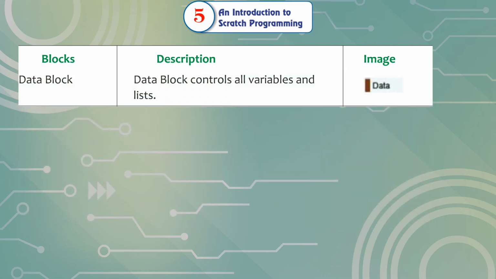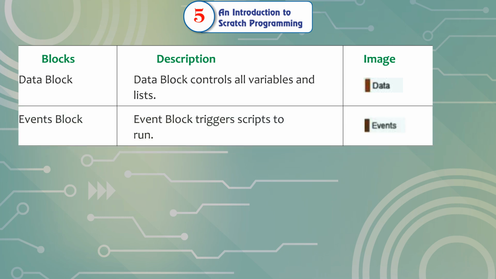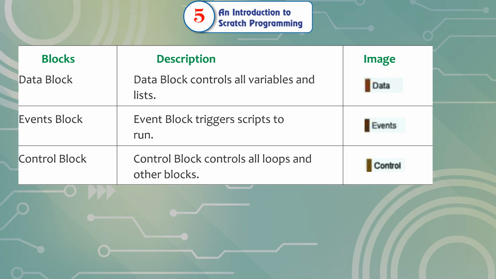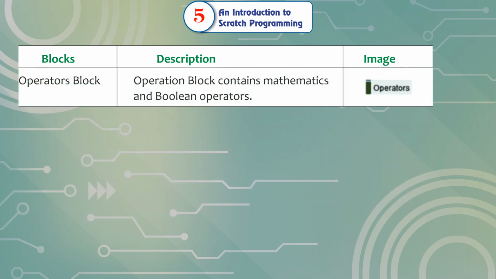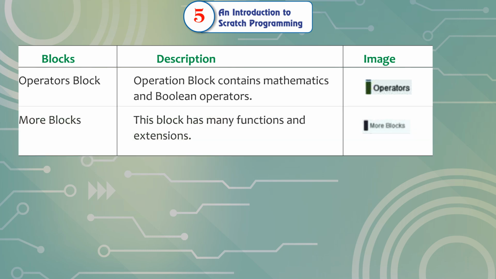Data block. Data block controls all variables and lists. Events block. Events block triggers scripts to run. Control block. Control block controls all loops and other blocks. Sensing block. Sensing block is used to sense things. Operators block. Operators block contains mathematics and Boolean operators. More blocks. This block has many functions and extensions.